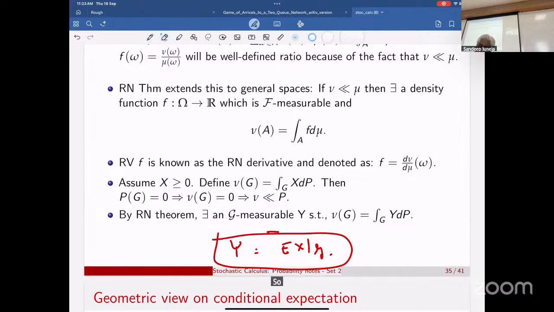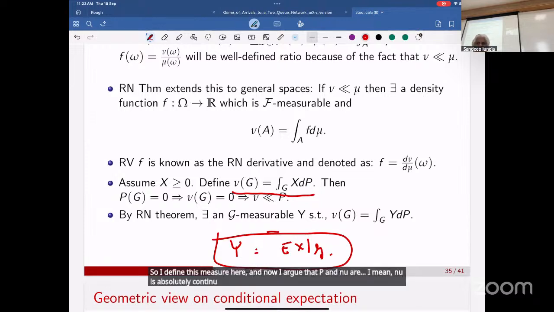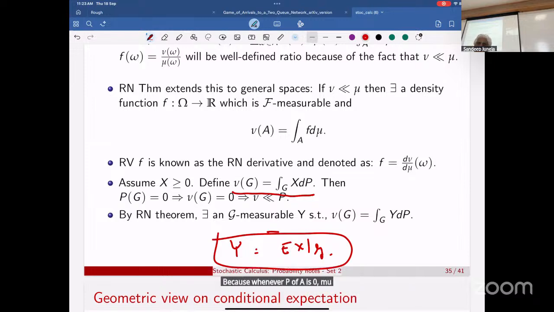So you see, it's a kind of clever argument. I define this measure as follows. I could have defined this on all of F, the sigma algebra, but I restrict myself to the sub-sigma algebra, calligraphic G. Now I argue that nu is absolutely continuous with respect to P, because whenever P of A is 0, nu of A is 0. So they satisfy the condition of our Radon-Nikodym theorem, and hence there exists a Y such that nu of G is equal to the integral of Y dP. But how does this follow from the Radon-Nikodym theorem?